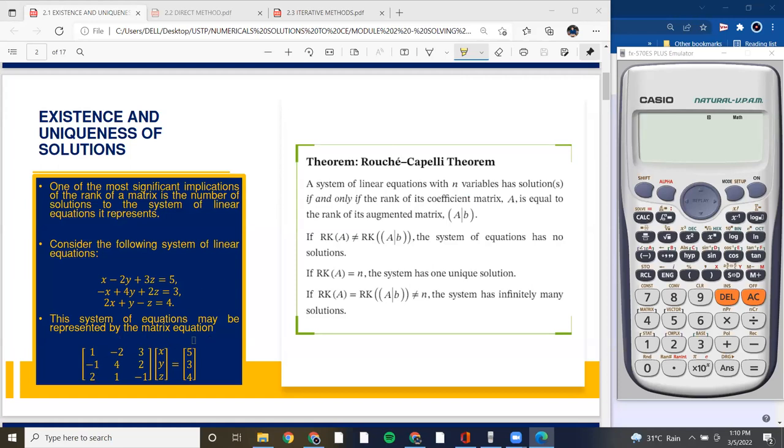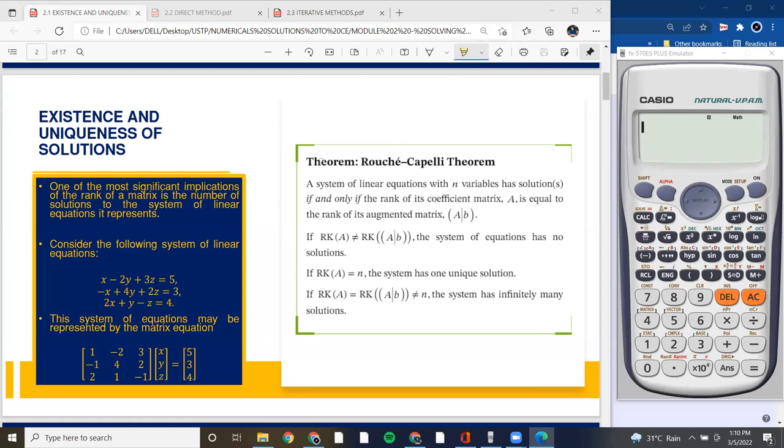This system of equations may be represented by the matrix equation. So this is the representation of its matrix equation. Okay, so this is our system of linear equations. You have x minus 2y plus 3z equals 5, and so on.